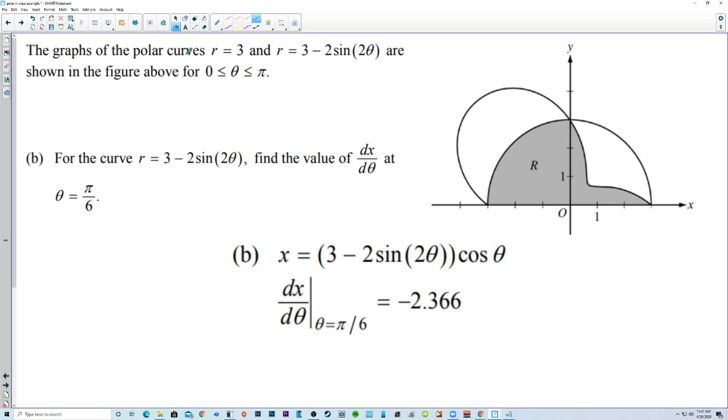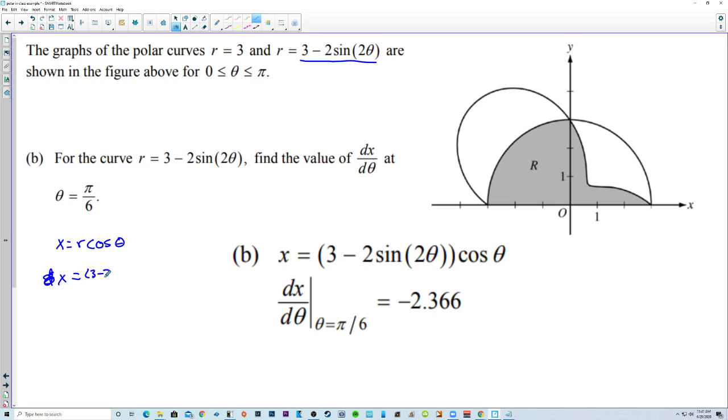The graphs of the polar curves, r equals 3, are shown in the figure. For the curve r equals 3 minus 2 sine 2 theta, find the value of dx d theta at theta equals pi over 6. Well, x equals r cosine theta. So x is equal to, the r is 3 minus 2 sine 2 theta.